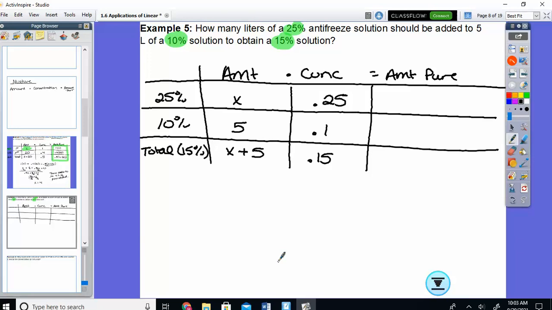Okay, once you fill out that part of your table, you've kind of done all the hard stuff. What would I do next? Multiply across, so X times 0.25. Your 0.1 times your 5. 0.15 times your X plus 5. So you can go ahead and multiply those now. You can leave it and multiply them in a second. That part doesn't matter.